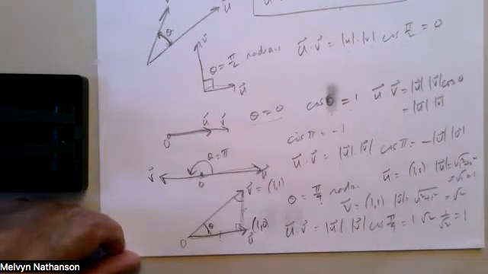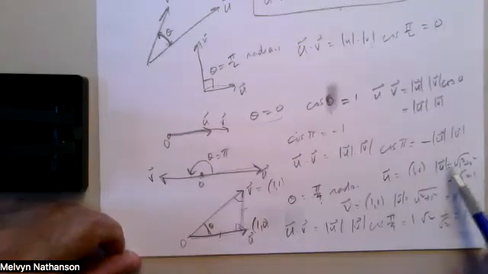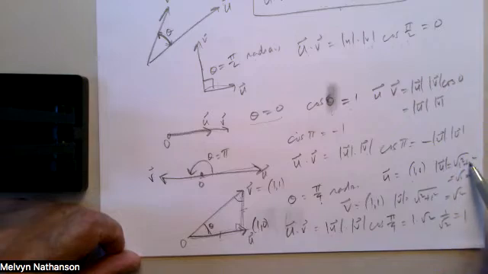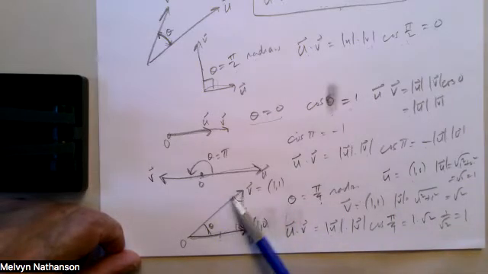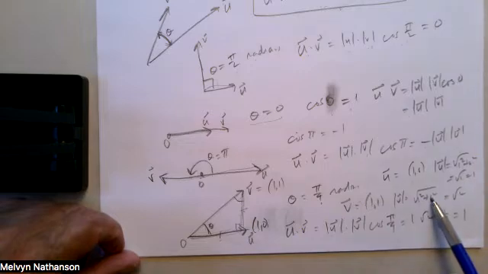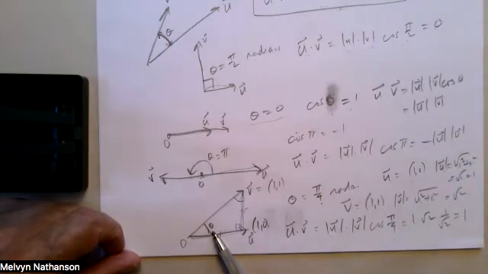What are the lengths of the vectors? The length of the vector u, the coordinates are 1, 0. So the length of u is, you take the square root of the sum of the squares of the coordinates. 1 squared plus 0 squared is 1, and the square root of 1 is 1. For the vector v, the length of v is square root of 1 squared plus 1 squared, which is the square root of 2. And the angle pi over 4 has cosine equal to 1 over the square root of 2.